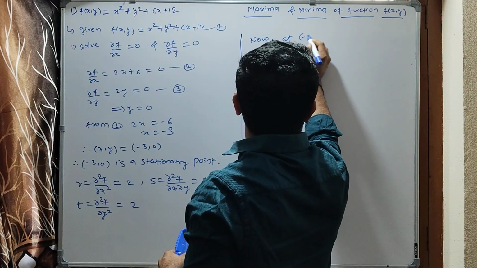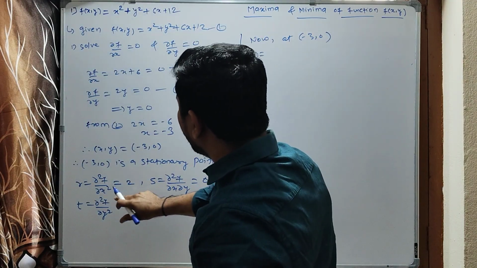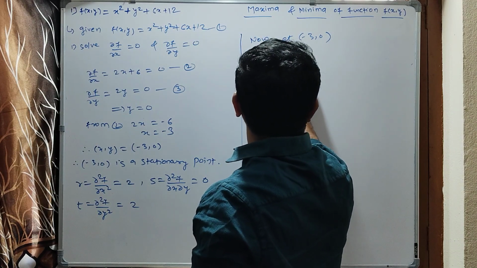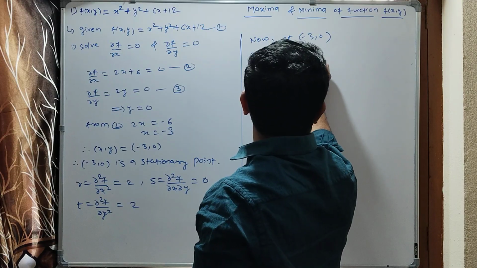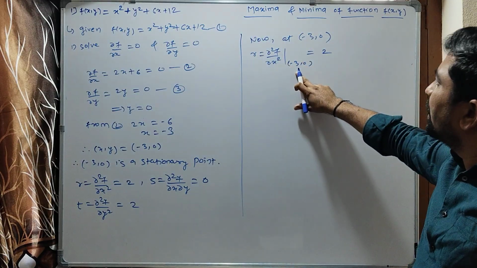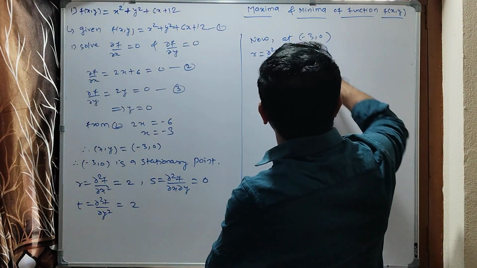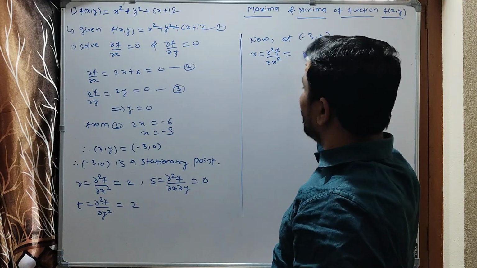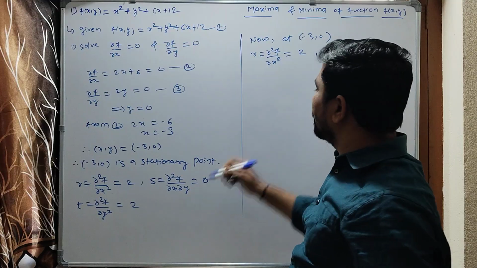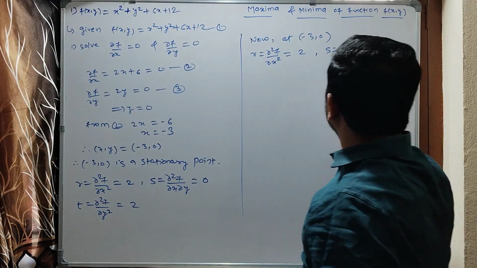Now at minus 3 comma 0, r equal to dou 2f by dou x square at minus 3 comma 0, which is simply 2. There is no variable, that's why I am writing directly: r equal to 2, s equal to 0, and t equal to 2.